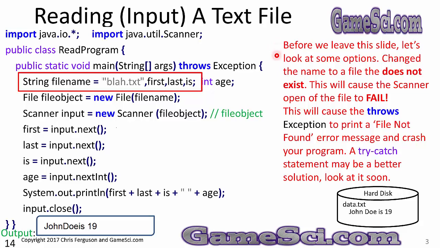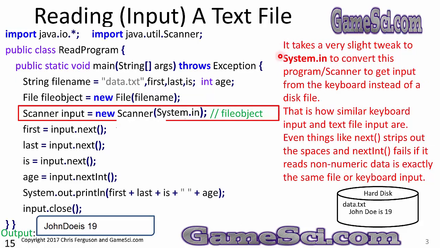Before we leave this slide, let's look at some options. I changed the name to a file that does not exist. Blah.txt doesn't exist. What I'm going to do is try to open a file that is not on the hard drive. This will cause the scanner open of the file to fail. This will cause the throws exception to print a file not found error message and crash or terminate your program. A try catch statement may be a better solution, but we'll look at that in a later slide. Let's look at what happens when we try to open a file that doesn't exist. It will blow up the program.